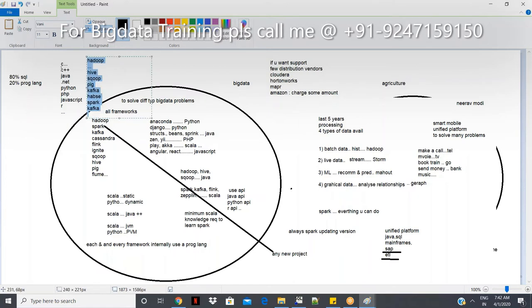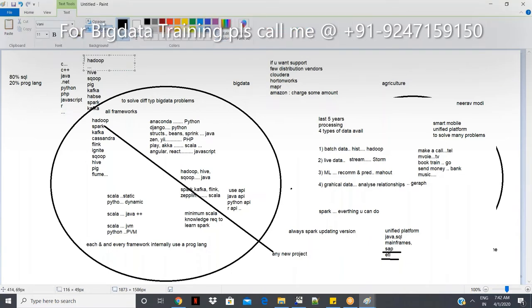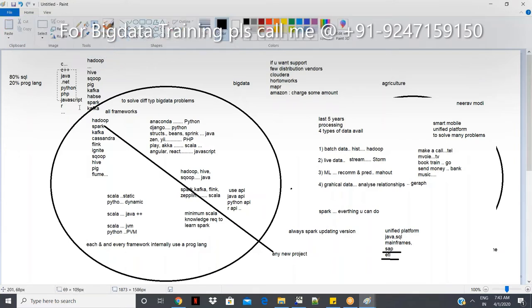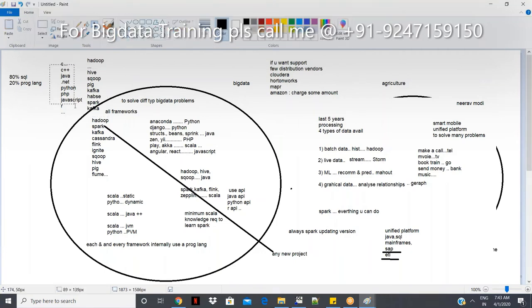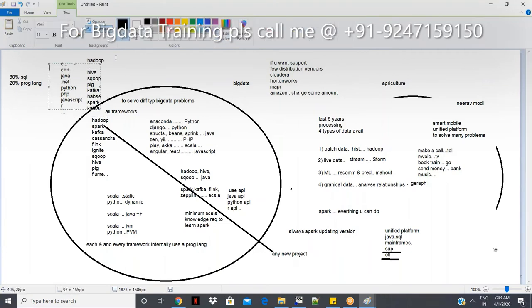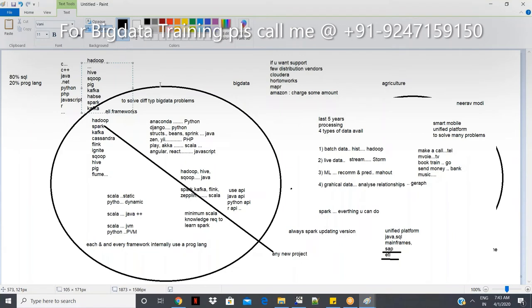Okay, but in programming languages, C is the origin, the first fundamental. Similarly, in big data, Hadoop is the first fundamental framework. For example, if you know C language, you can easily understand any one of these languages. If you know C, 100% you can easily understand any language. Same way, if you know Hadoop, you can easily understand any one of these frameworks.